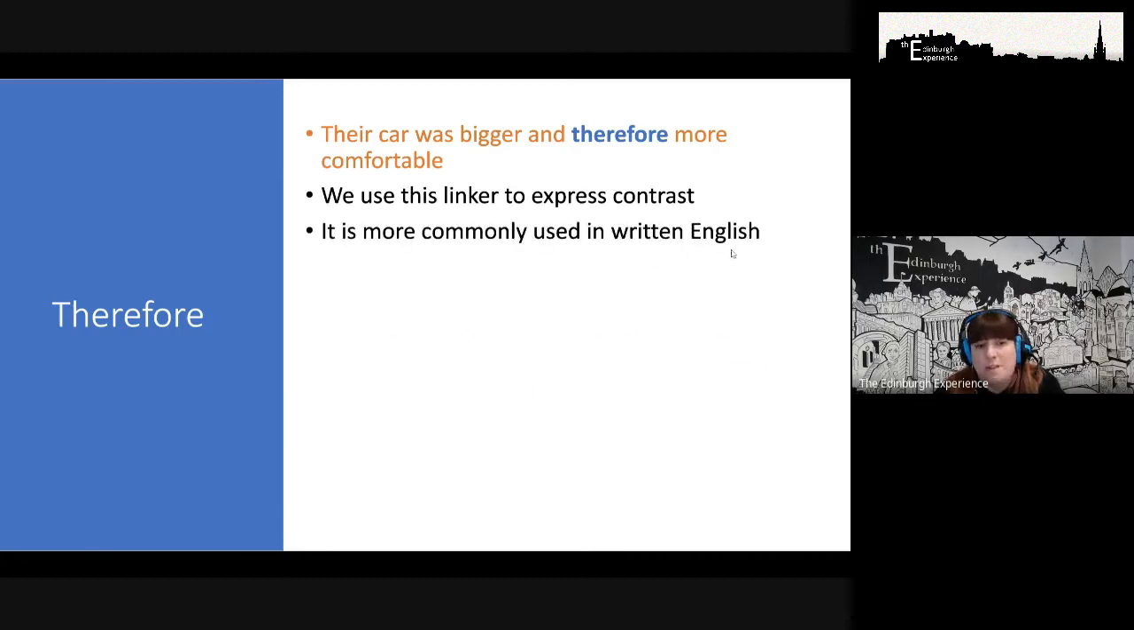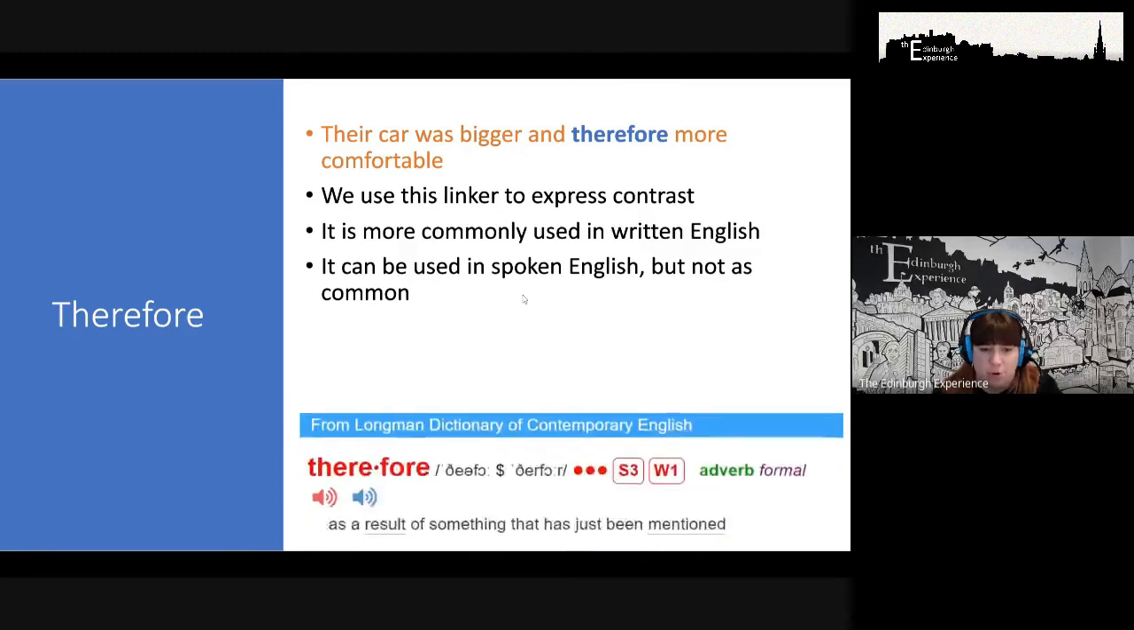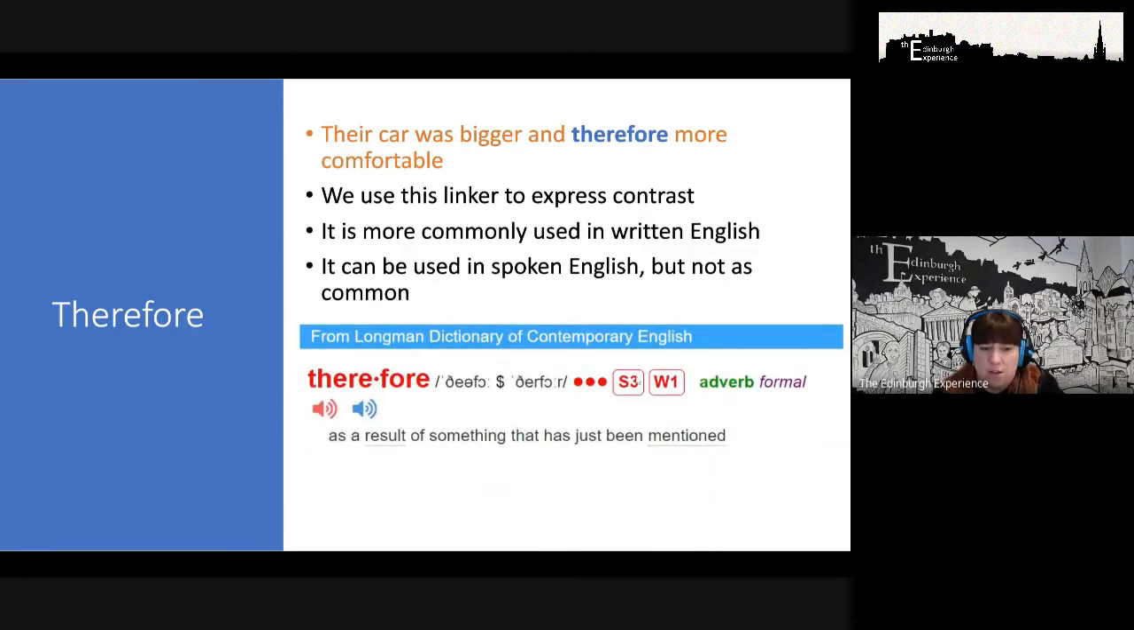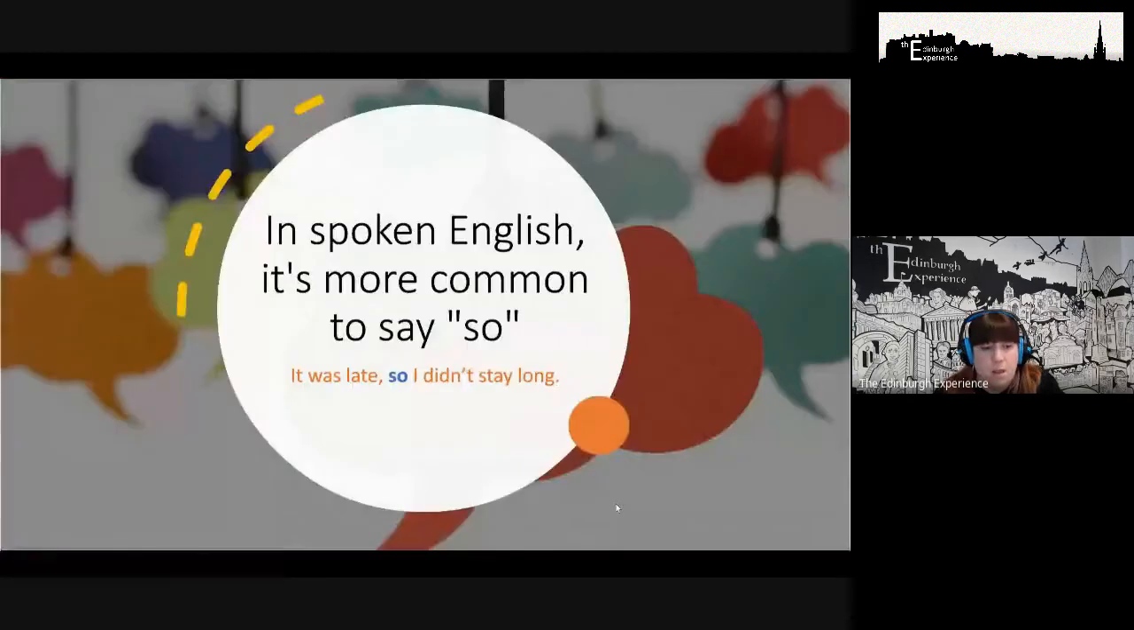It is much more commonly used in written English. It can be used in spoken English, but we have much more common words that we would use rather than therefore. So you can see here the difference in the frequency, okay? So it's in the top 1,000 written frequency words, but it's in the top 3,000 spoken, okay? It's much more common in spoken English to use the word so, right?